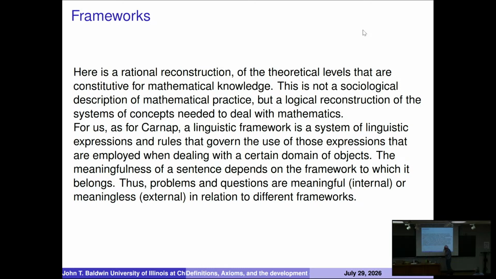So this is our current version of the first section of this: a rational reconstruction of the theoretical levels that are constitutive of mathematical knowledge. It's not a sociological description of mathematical practice, but a logical reconstruction of the system of concepts needed to deal with mathematics. For us, as for Carnap, a linguistic framework is a system of linguistic expressions and rules that cover the use of these expressions that are employed when dealing with a certain domain of objects. The meaningfulness of a sentence depends on the framework to which it belongs. Thus, problems may be meaningless in one framework and answerable in another.